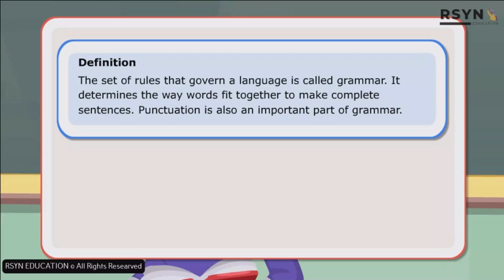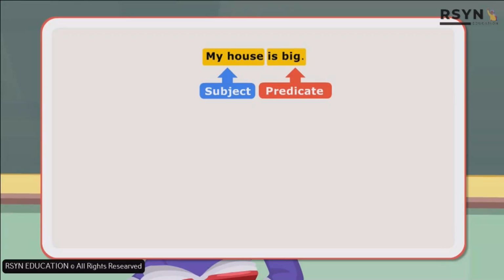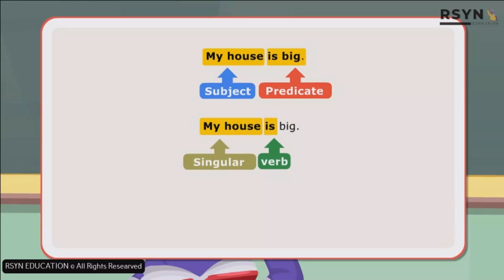A sentence is a group of words that make complete sense. Example: my house is big. A sentence has a subject and a predicate. Example: my house is the subject and is big is the predicate. A singular subject needs a singular predicate. Example: my house is singular, so we use the verb is in the predicate, is big.